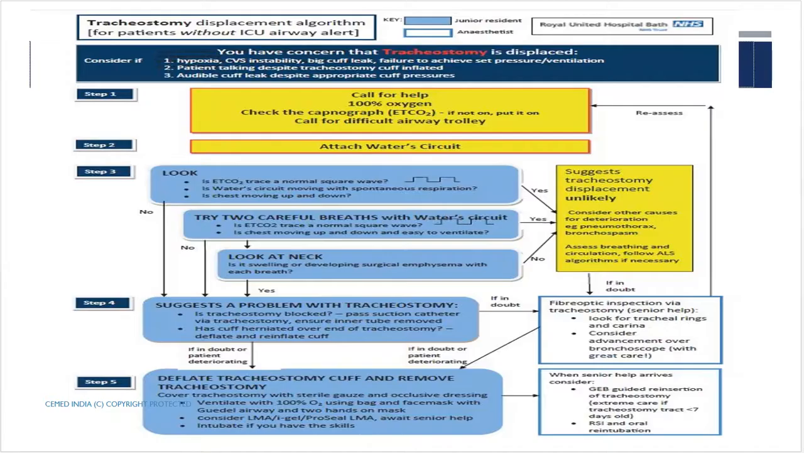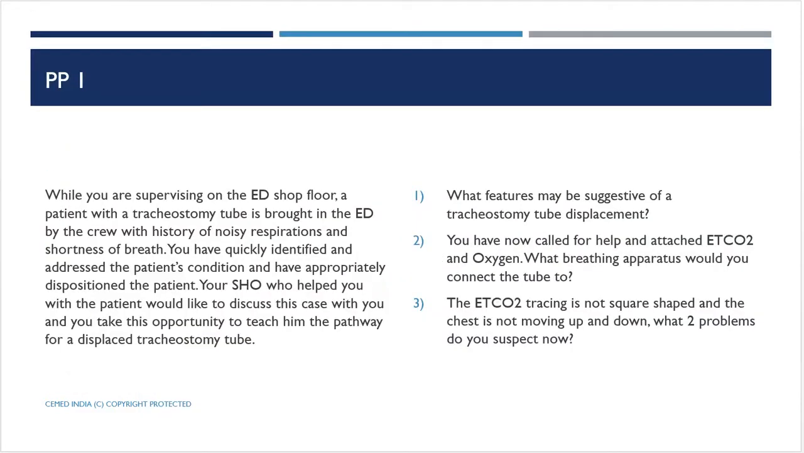So I'll show you this chart. This says hypoxia, cardiovascular instability, cuff leak, and the patient talking despite the tracheostomy tube being in place. You will call for help, attach 100% oxygen, check capnography and attach a water circuit. And then if it is not showing a good rise, then the tracheostomy tube is blocked or the cuff has herniated. You need to deflate the tracheostomy tube and remove it, and you need to ventilate them if they are severely hypoxic. Otherwise, you can put in a new tube.